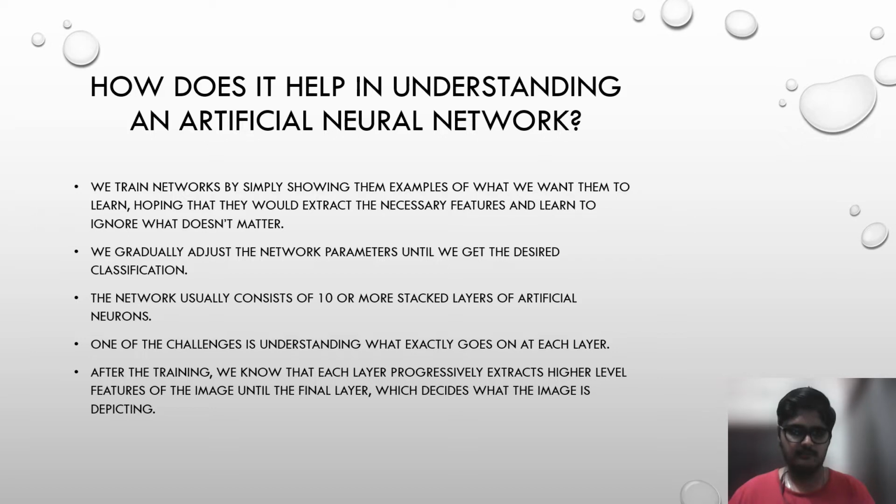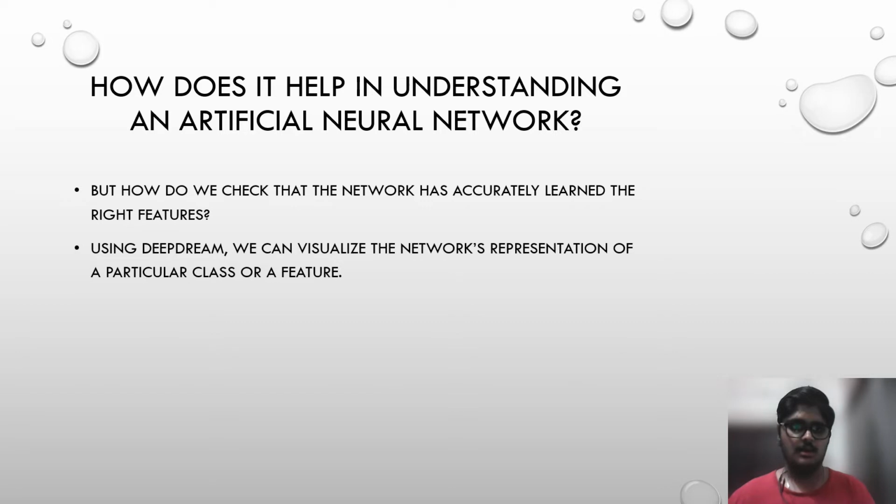After the training, we know that each layer progressively extracts higher-level features of the image until the final layer, which decides what the image is depicting. But how do we check that the network has accurately learned the right features? Using DeepDream, you can visualize the network's representation of a particular class or a feature. So let us understand how exactly DeepDream works and how it helps us in understanding an artificial neural network.